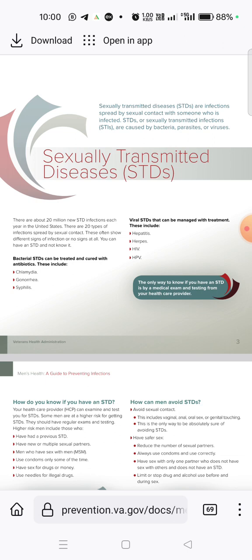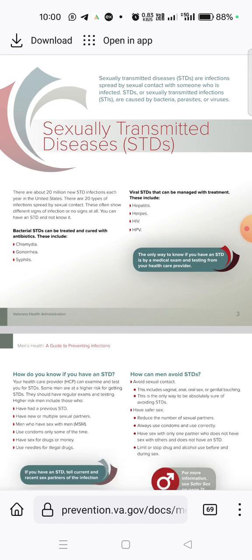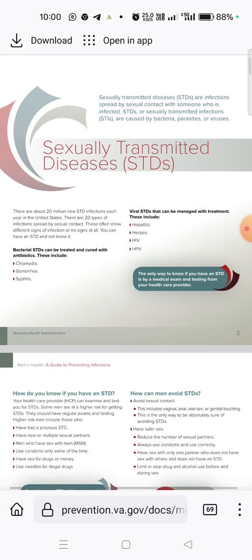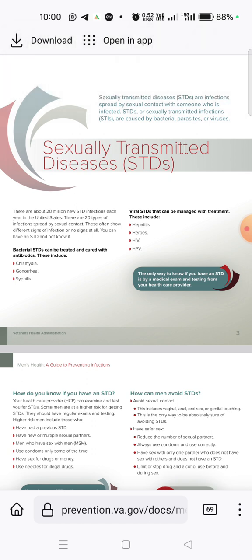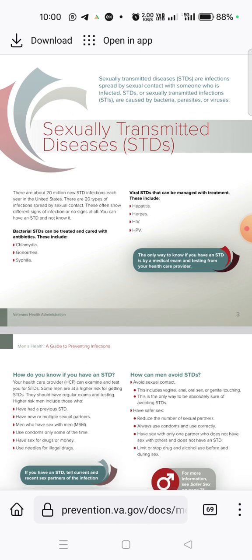There are about 20 million new STD infections each year in the United States. About 20 million new cases are diagnosed every year in the United States, so you can see this is a serious condition in the world of STDs. There are 20 types of infection spread by sexual contact.